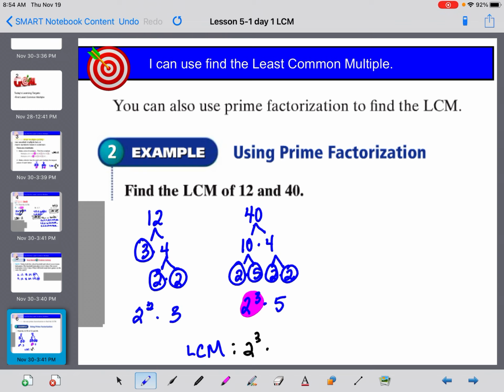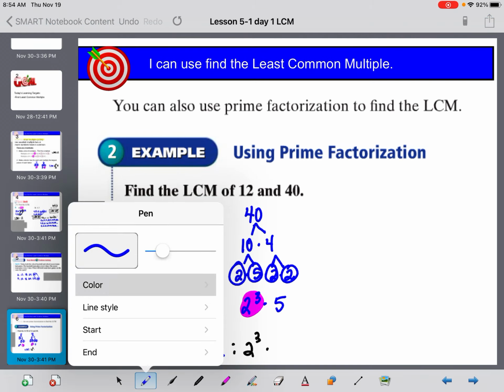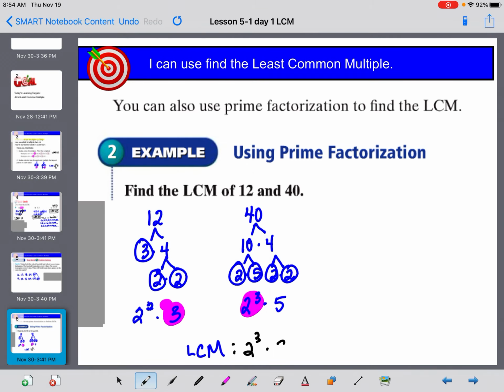3 is by itself, so 3 is the factor I'll use. So put a 3 down. Then I have a factor of 5. 5 stands alone, so it is the biggest. So I write down 5. 2 to the third is 8. 8 times 3 is 24. 24 times 5 is 120. And so my least common multiple is 120.